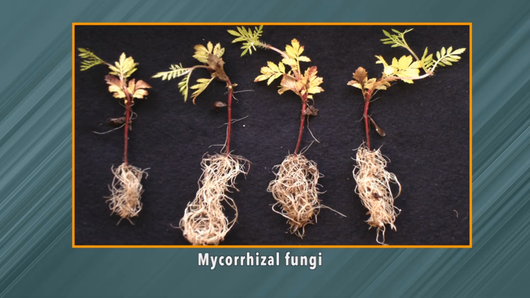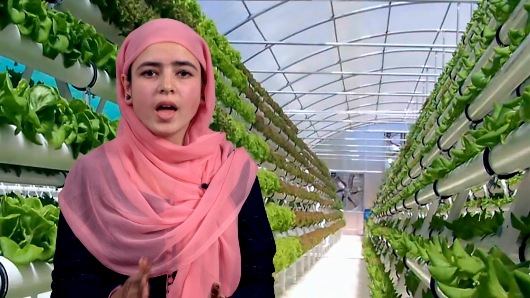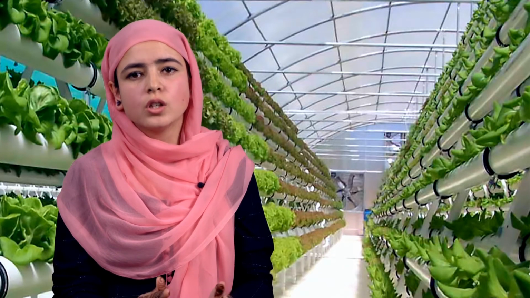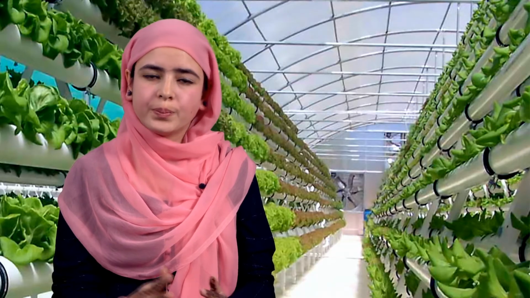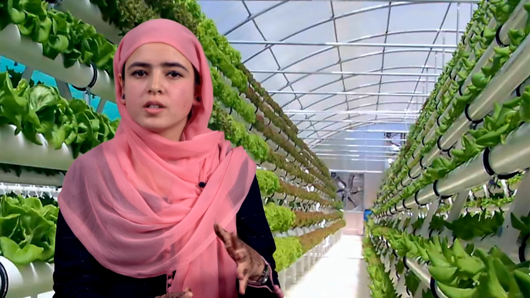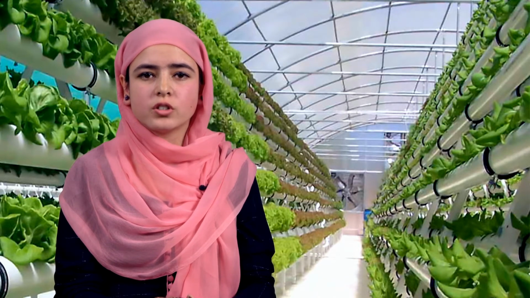functions. Plant roots often form associations with mycorrhizal fungi. The fine hyphae of mycorrhizae extend the reach of roots into the surrounding soil and facilitate the acquisition of mineral elements, particularly those like phosphorus, that are relatively immobile in soil. In return, plants provide carbohydrates to mycorrhizae. Plants tend to suppress mycorrhizal associations under conditions of high nutrient availability.